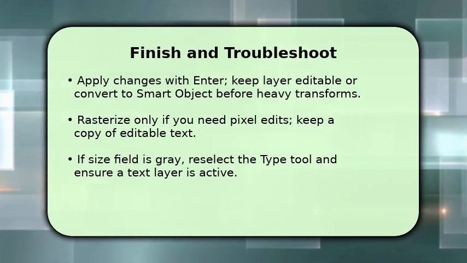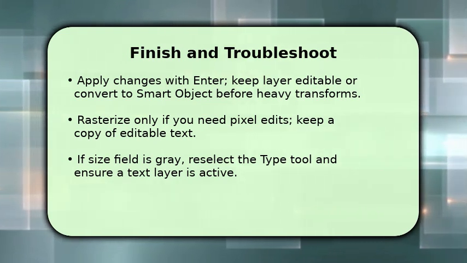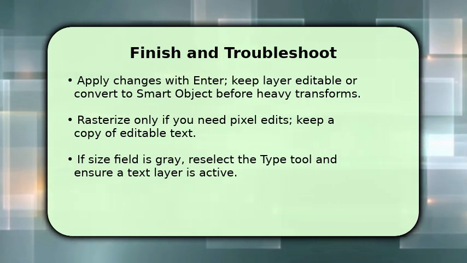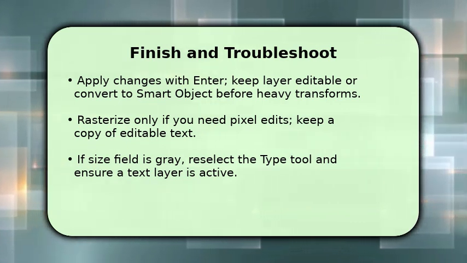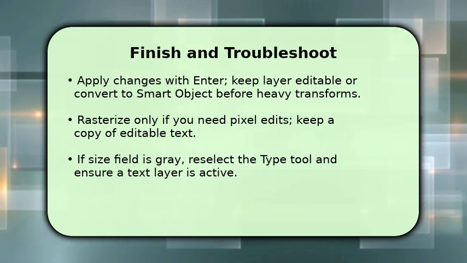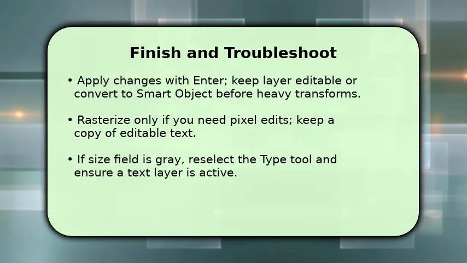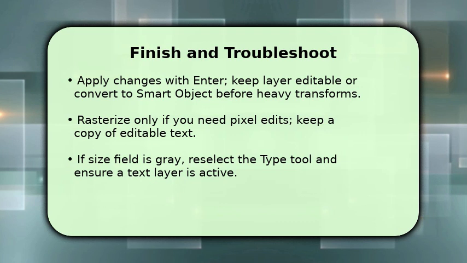If the size control is unavailable, reselect the Type tool and confirm a text layer is active. That fixes the common gray field issue. If text looks blurry after scaling, convert to a smart object or re-enter a precise size in the character panel.